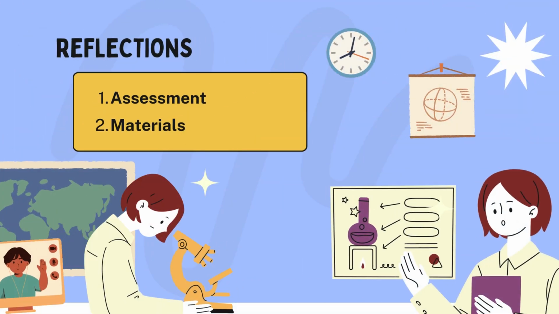Next, reflection. The first one, reflection of assessment. From the lesson plan, there are two assessments used by the teacher. There are diagnostic assessment and formative assessment. There is no summative assessment in the lesson plan that we have analyzed. In diagnostic assessment, the teacher used oral and written assessment. The teacher used trigger questions for oral assessment and also used quizzes for the written test.